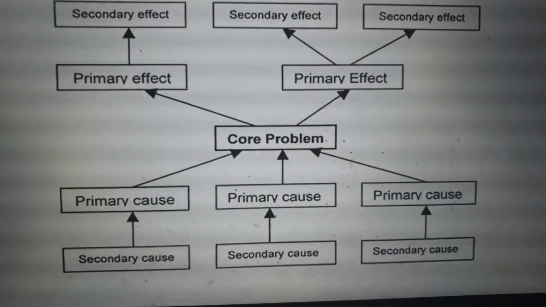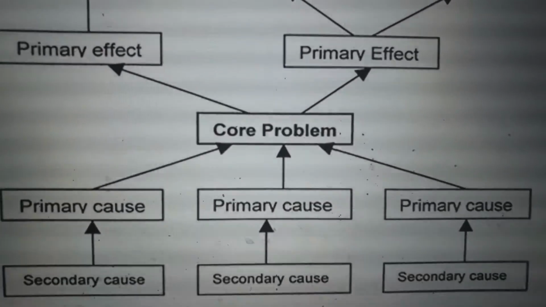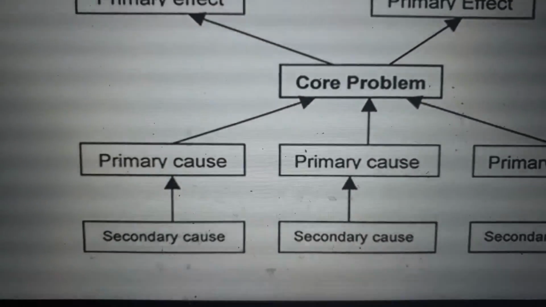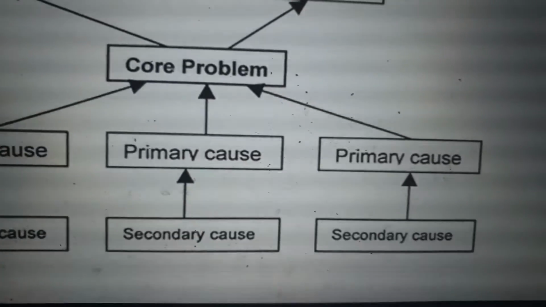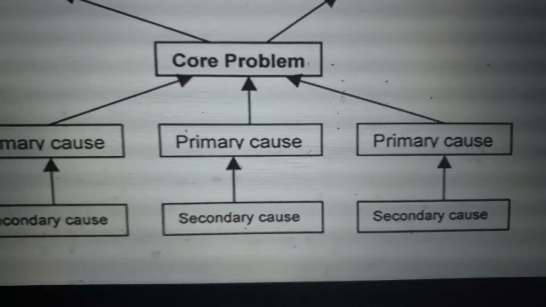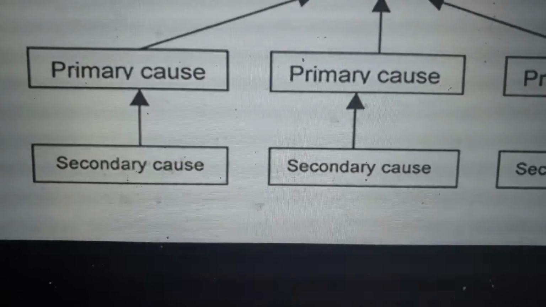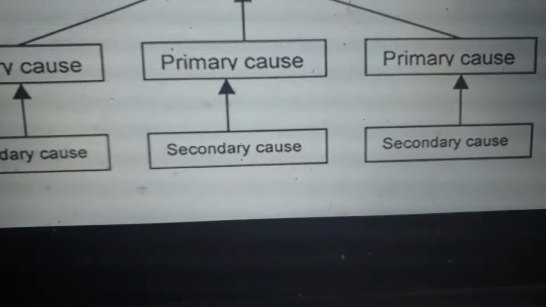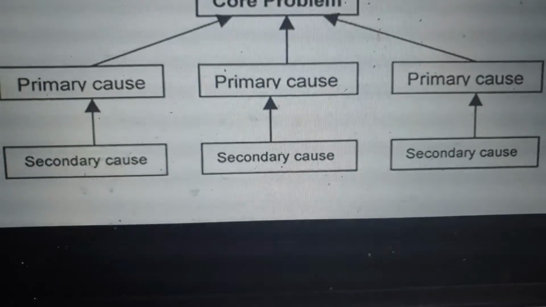There you are now, an illustration, the core problem. A problem can have primary causes. There they are, primary causes. Those primary causes can have secondary causes. We can even have third, tertiary causes and all that.